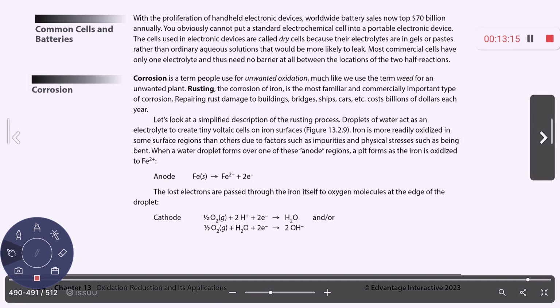Okay. Corrosion is an example of unwanted oxidation. So if we lived in California and we were along the coast, bicycle frames, other things like bridges, any metal is going to rust, especially iron. The corrosion of iron is rusting. And repairing this costs billions of dollars a year. So I would know that rusting is an undesirable redox reaction. Okay, we don't want this to happen, but it does. And then let's turn to the next page.